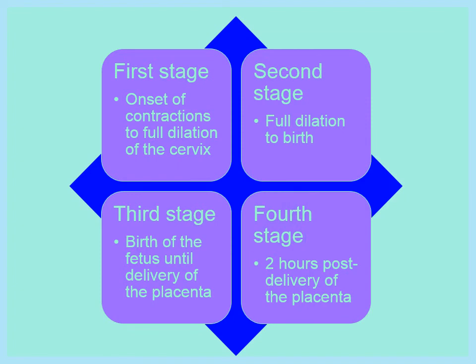The fourth stage of labor lasts about 2 hours after delivery of the placenta. This is the time when homeostasis is restored. It is during this time that parent-child bonding and attachment begins. This is also the time when assessment for complications such as abnormal bleeding takes place.